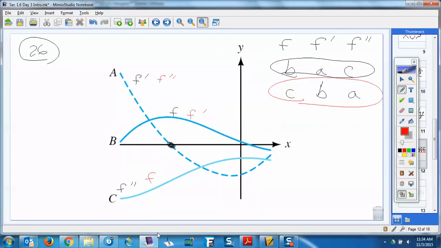All right. 27. I don't have a picture of 27, and we're about out of time anyway. So I'll leave that for you guys to try. Of course, the answer's in the back, but that's a good question to do.